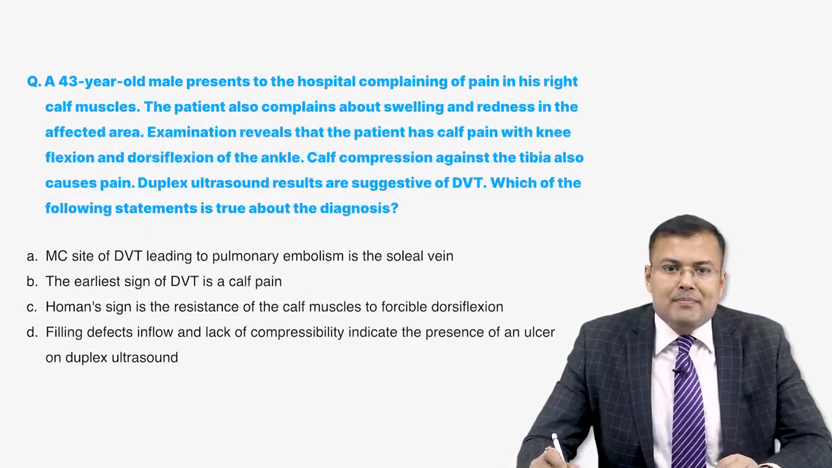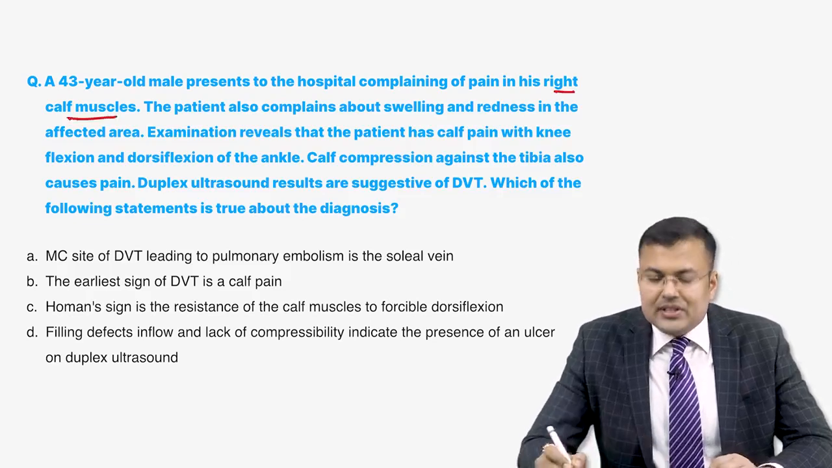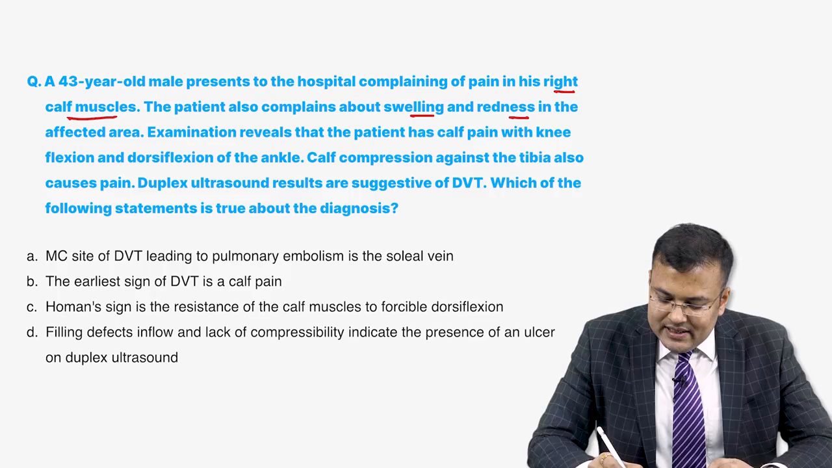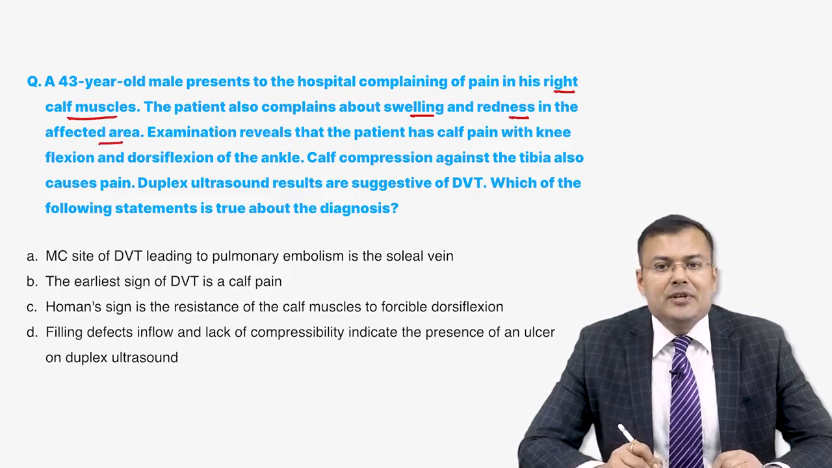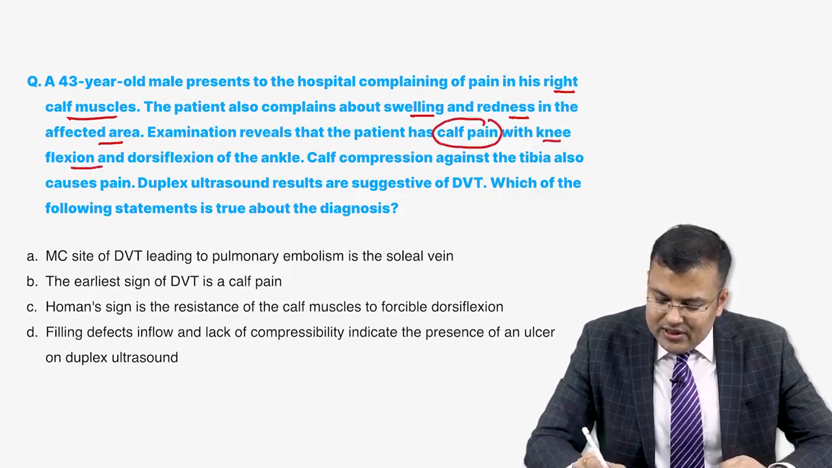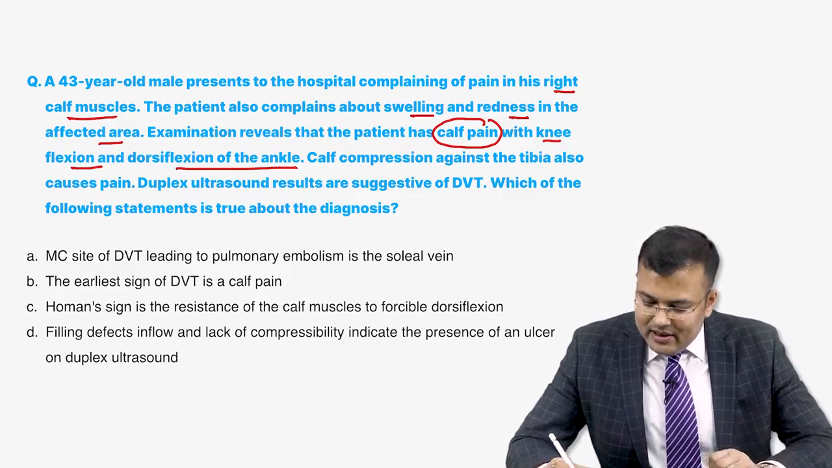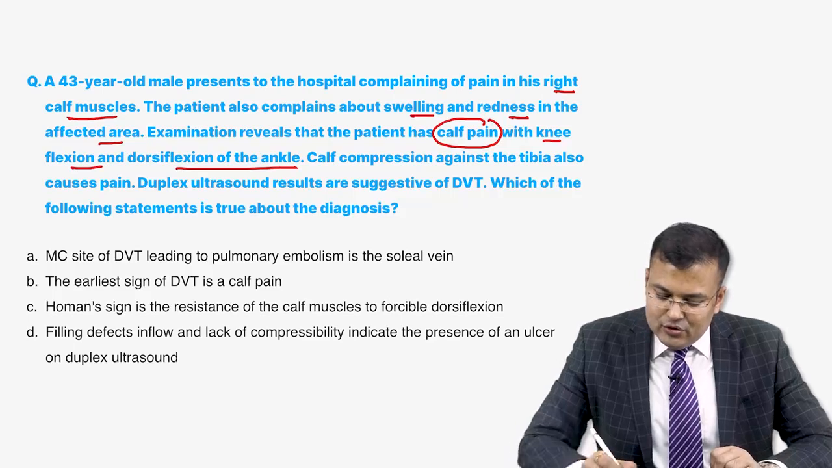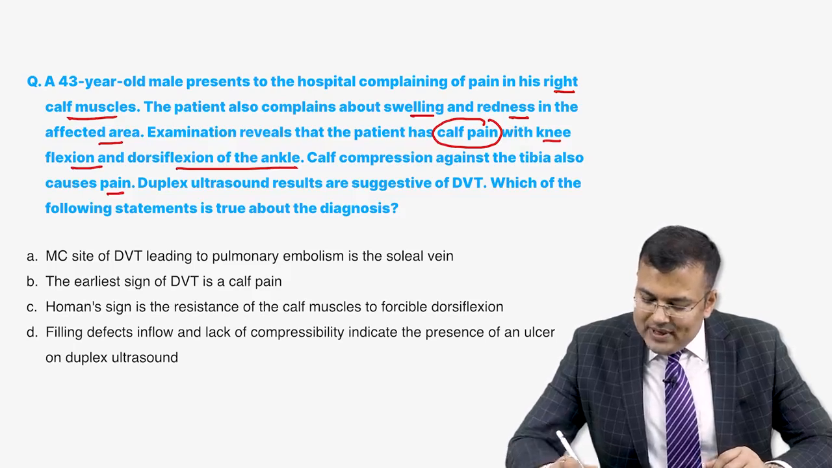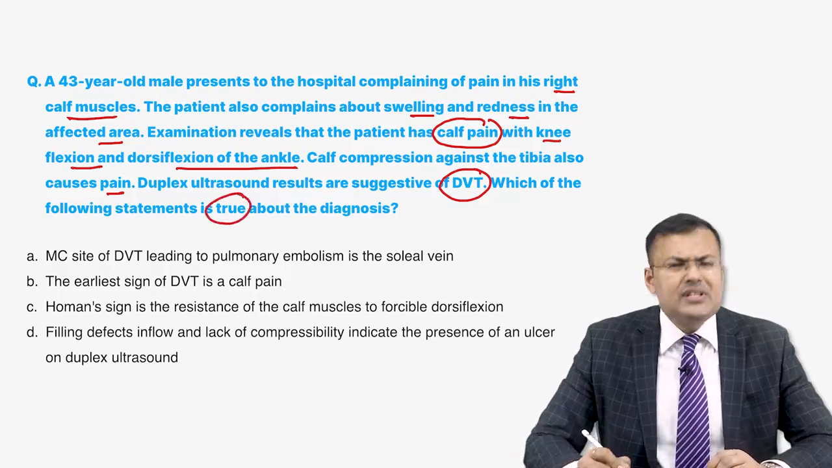Now see this question. 43 years old male presents to hospital complaining of pain in right calf muscle. Patient also complains about swelling and redness in the affected area. Examination reveals the patient has calf pain with knee flexion and dorsiflexion of ankle. It means Homan sign is there. Yes. Calf compression against tibia also causes pain, clear? So, Moses sign. Duplex ultrasound results are suggestive of DVT. Which of the following statements is true? So, patient is having DVT.